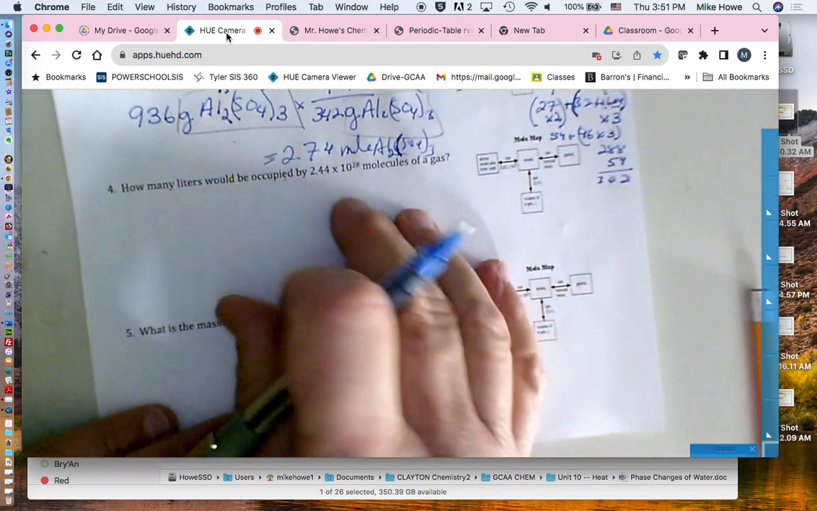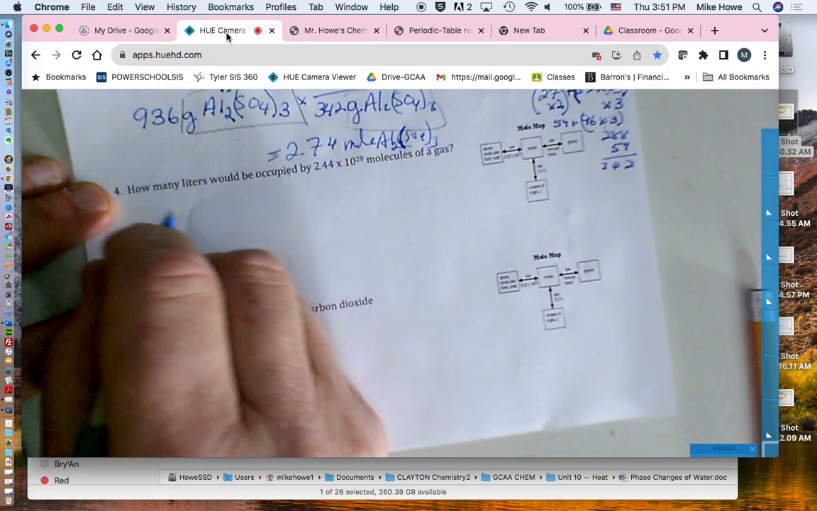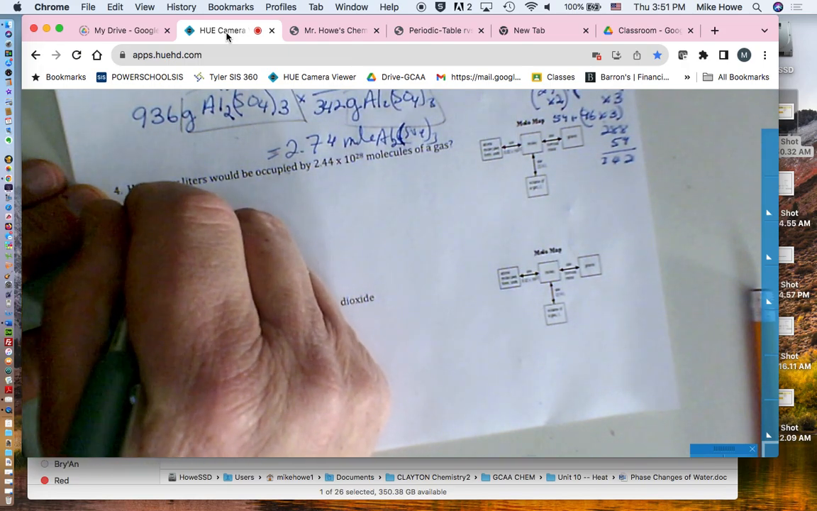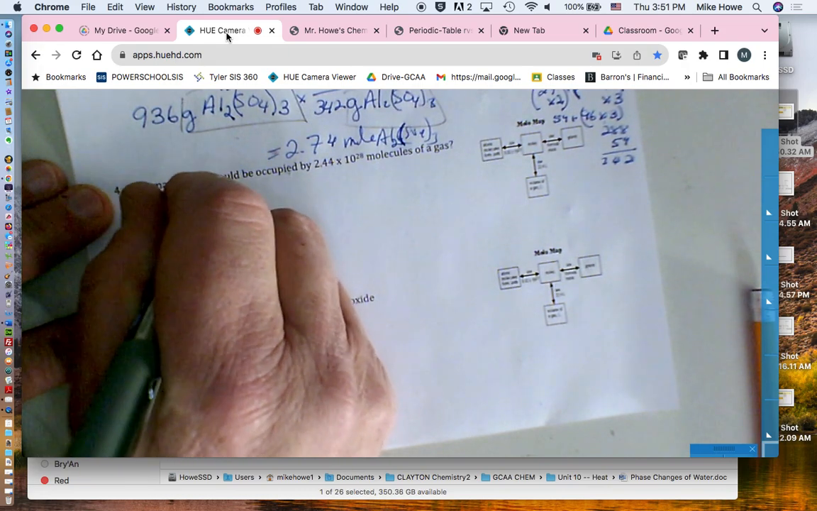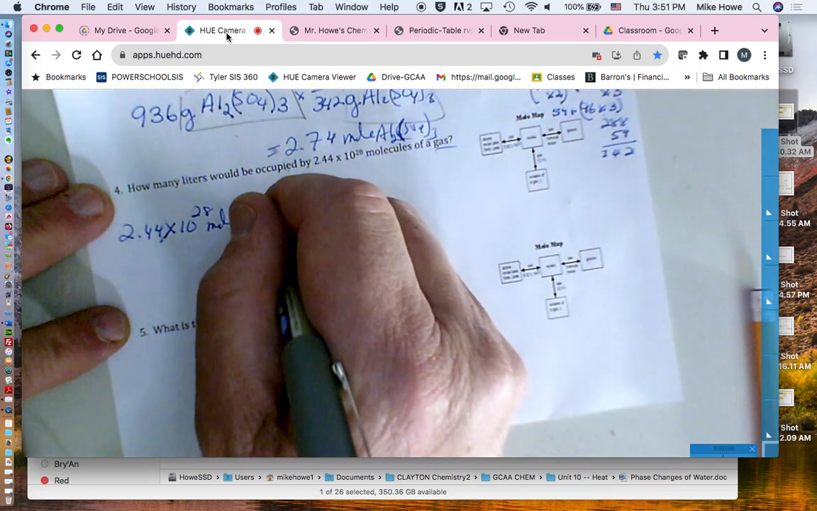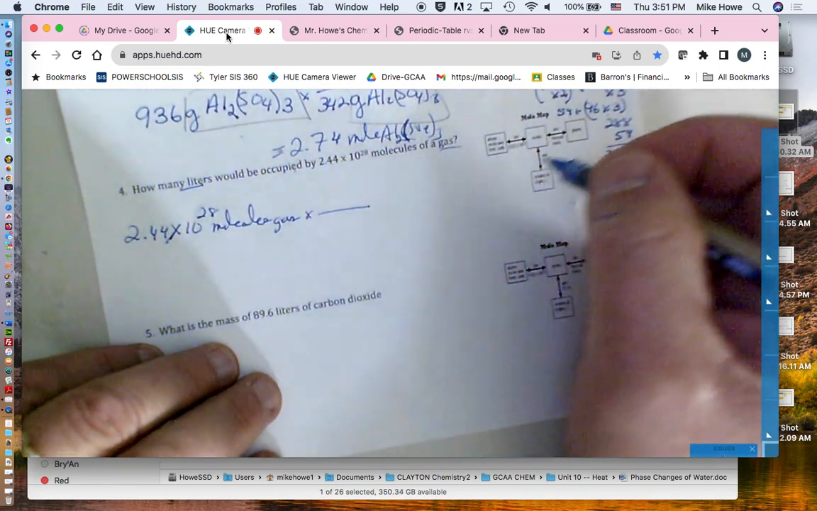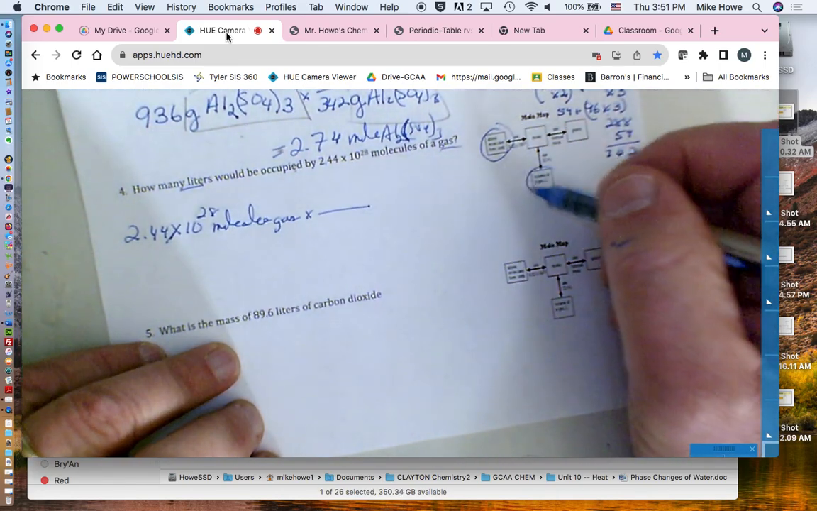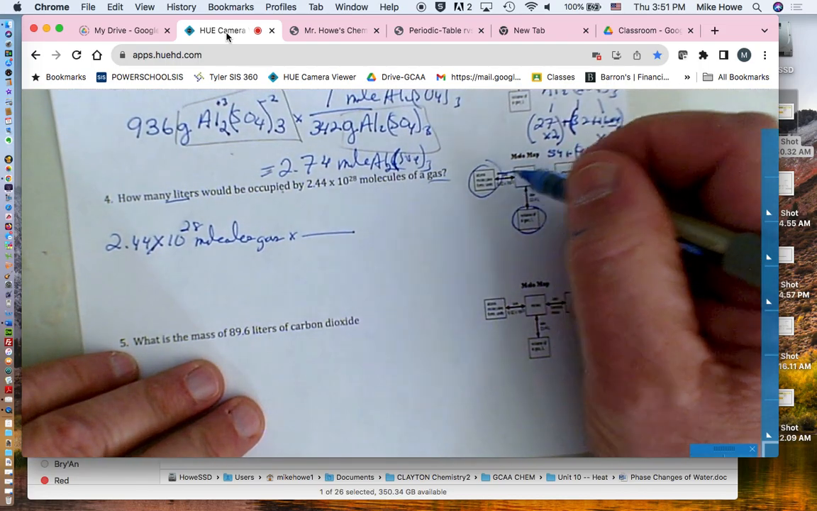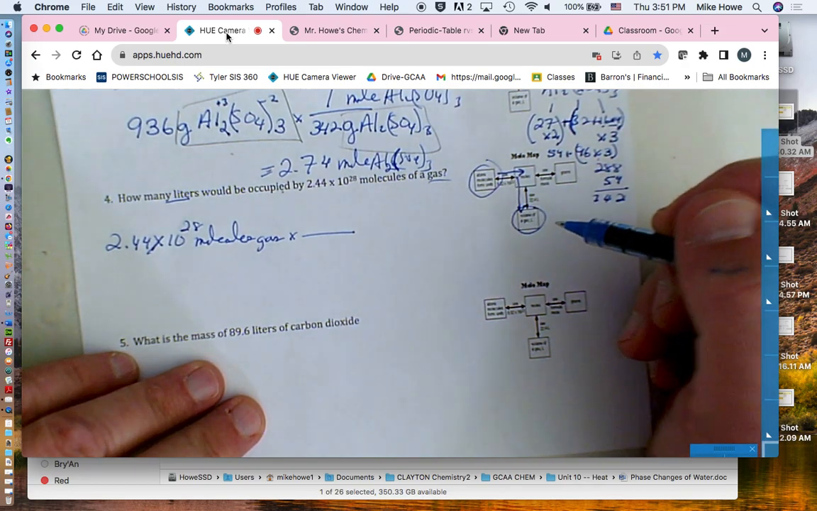Number 4. This time, most quizzes will ask for liters. A couple ask for grams. I'll address that in a second. So if you have 2.44, remember the first thing you do is write the number down, times 10 to the 28th molecules. It doesn't say what the gas is, so I'm just going to write gas. Okay, trying to get to liters. So here are molecules, here are liters. So it's going to be how many steps? You're going to go from here to here, and then from here to here. So 2 steps.